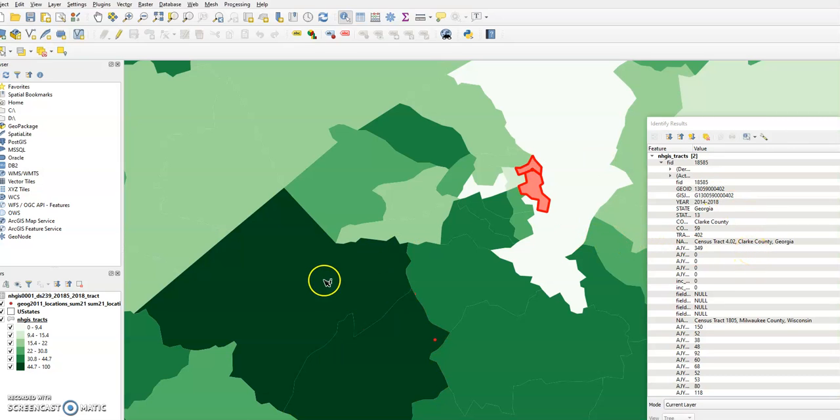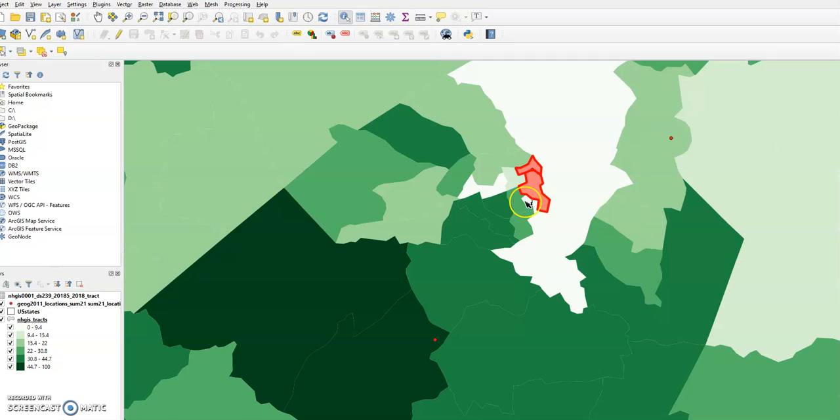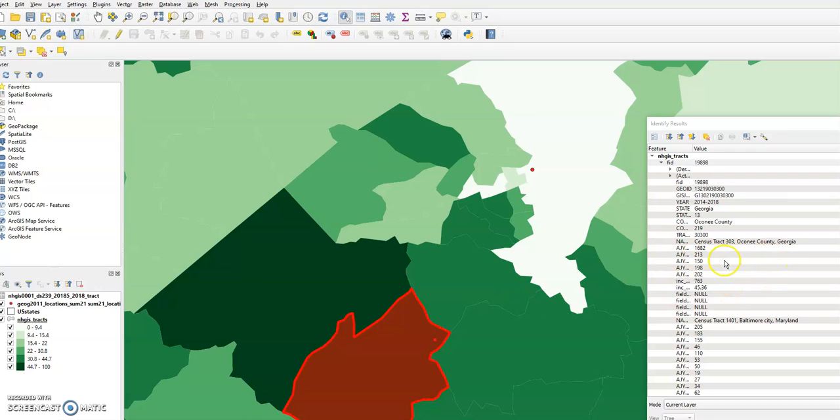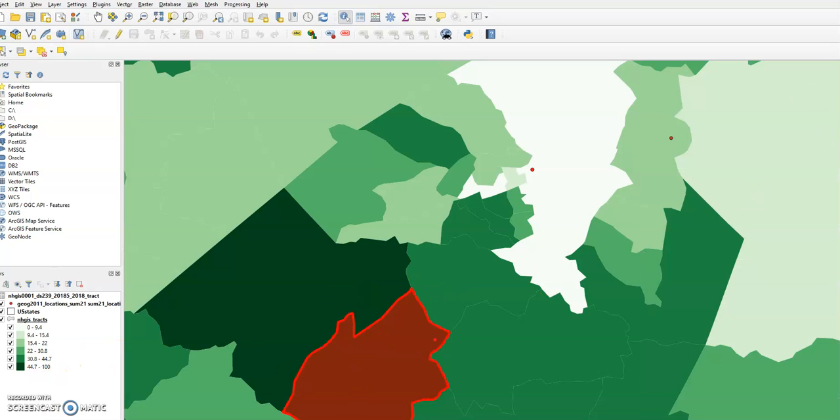Since it's in the 1st classification, that means that only 0 to 9.4% of the households in this area make more than $100,000. Whereas over here, this dot is located in Oconee County, which is also part of Athens, but 44.7 to 100% of the households in this area have an income greater than $100,000. And this makes sense, right? Because Clark County is historically poorer than Oconee County. And at the same time, Clark County has a predominantly black population, while Oconee has a predominantly white population, making this a great example of the wealth gap and racial inequality in America.